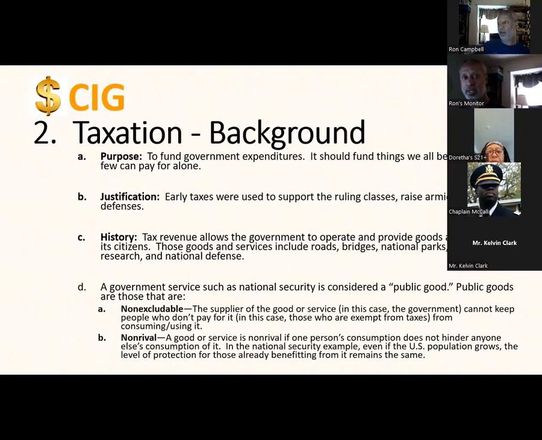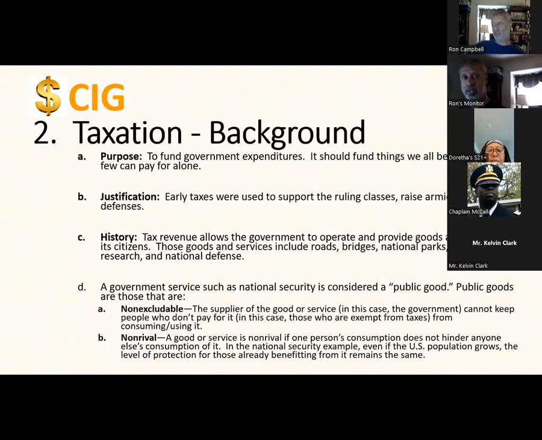Justification for taxes. Early taxes were used for the ruling class, people who had the power to raise armies and build defenses. So you see two common things are always raising armies and building defenses, but the ruling class collected money from the people for their own personal use. And of course, the Revolutionary War was based upon taxation without representation. They were basically collecting money for the monarch in Great Britain, but it was not used for things here in the States. So that was the early justification of it.